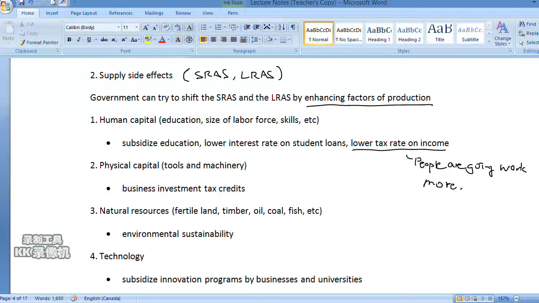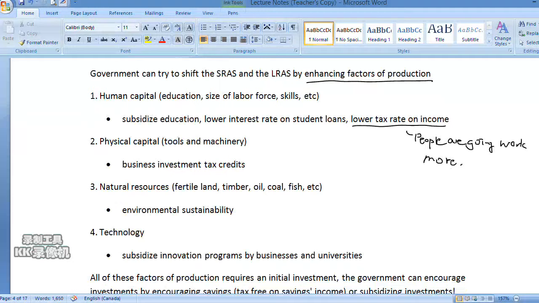Physical capital, so these are tools and machineries. What the government can do is impose a business investment tax credit or even business tax deductions to encourage business to invest into tools and machineries.